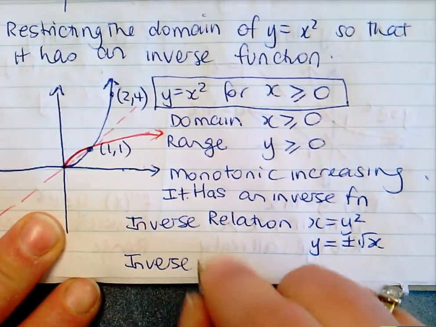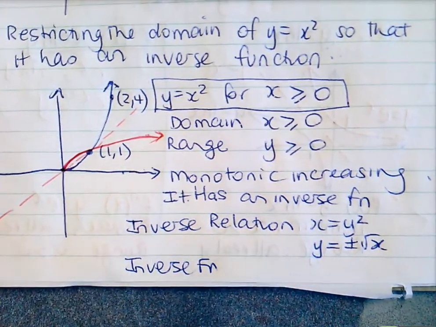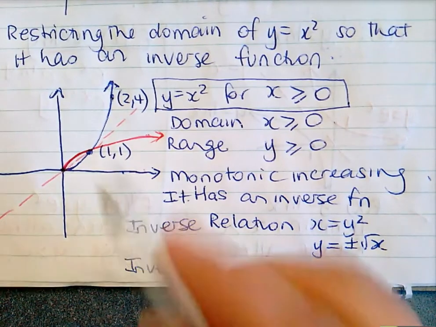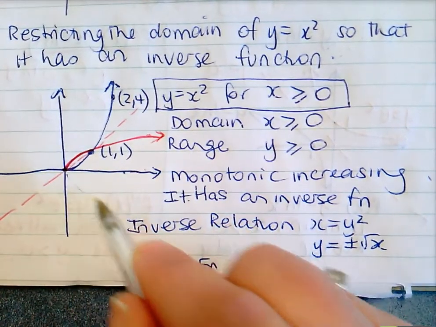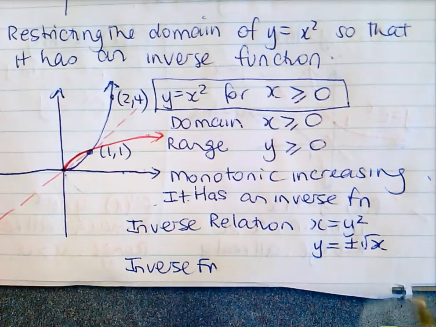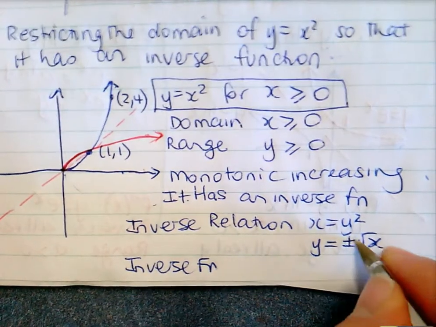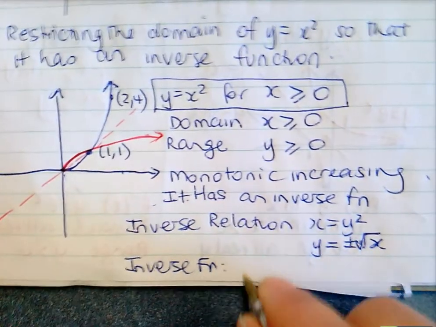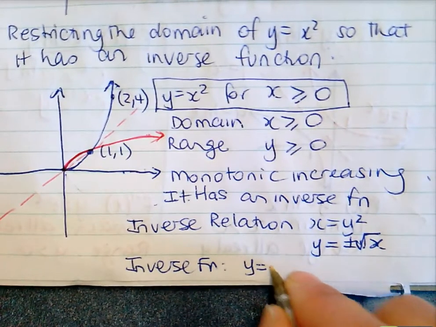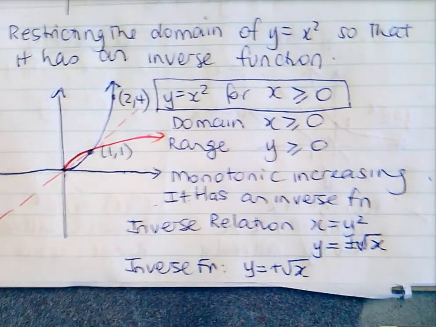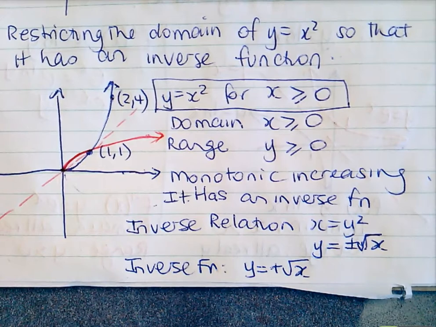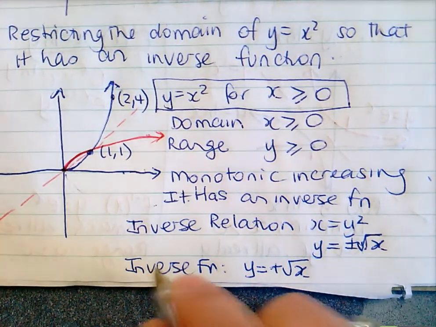Therefore, the inverse relation will be the full graph, x is y squared, which looks like that. I haven't drawn it all, but which is y equals plus or minus square root of x. What's your inverse function? Which bit of the plus or minus do you have? The plus. So the inverse function will be y equals positive square root of x. Okay? So therefore the inverse function is y equals the positive square root of x. And what's its, I should do that in red.